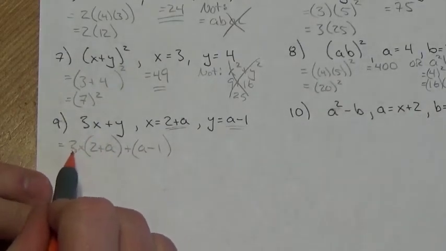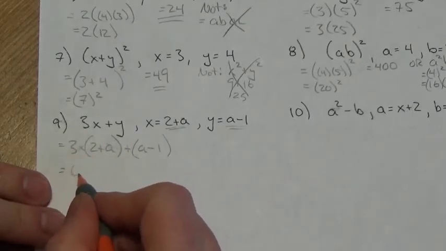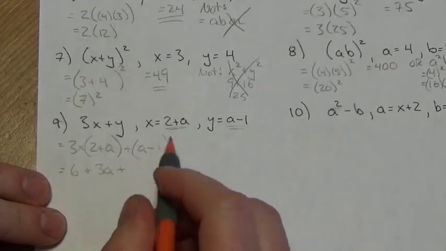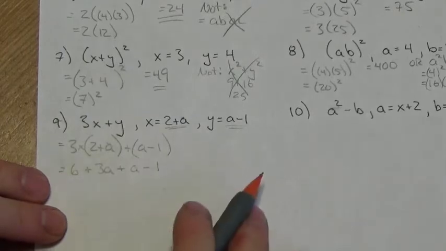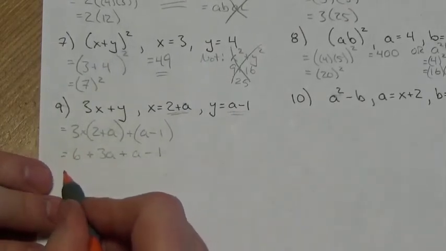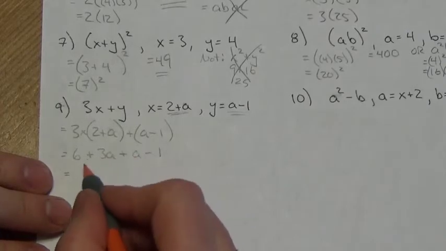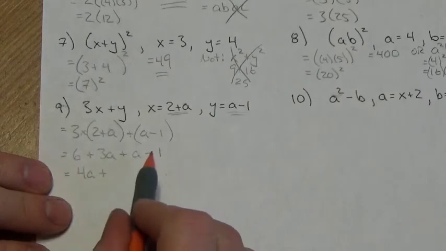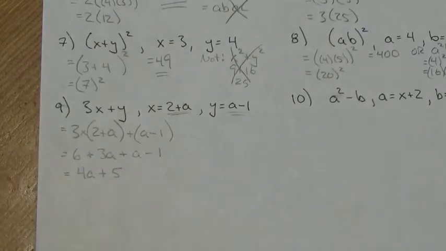Now, multiplication distributes over addition. So 3 times 2 will be 6. And then I'll get 3 times a. And then I can add a minus 1. And there's no coefficient in front there, so I can just leave it like that. And putting this together, I've got 3 a's here and 1 a here for a total of 4 a's. And then I've got a 6 minus a 1, so 4a plus 5. That's the expression we're looking for.